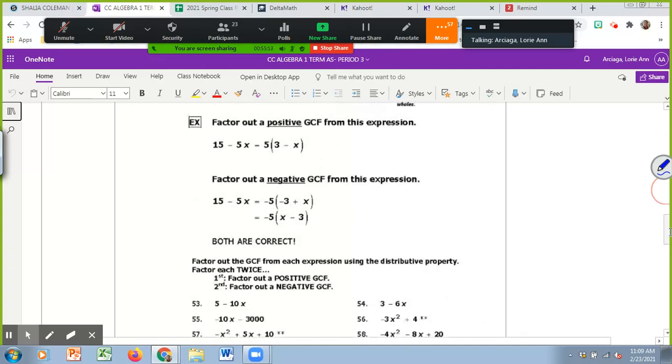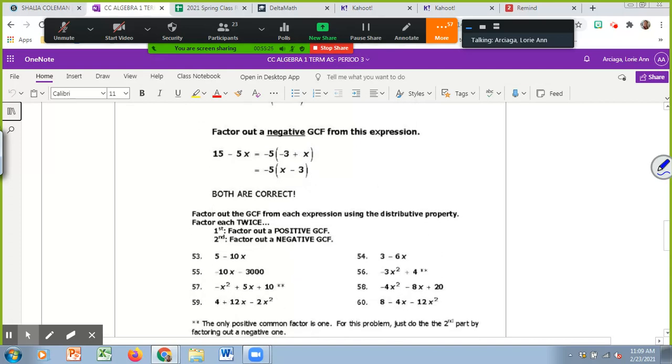Okay, this time we're going to practice how to factor out a positive GCF and a negative GCF. Okay, so let's try 53. Because GCF has a lot of possibilities, I'm just trying to show you each type. So suppose I want to factor out a positive GCF. What positive number can divide both of them?